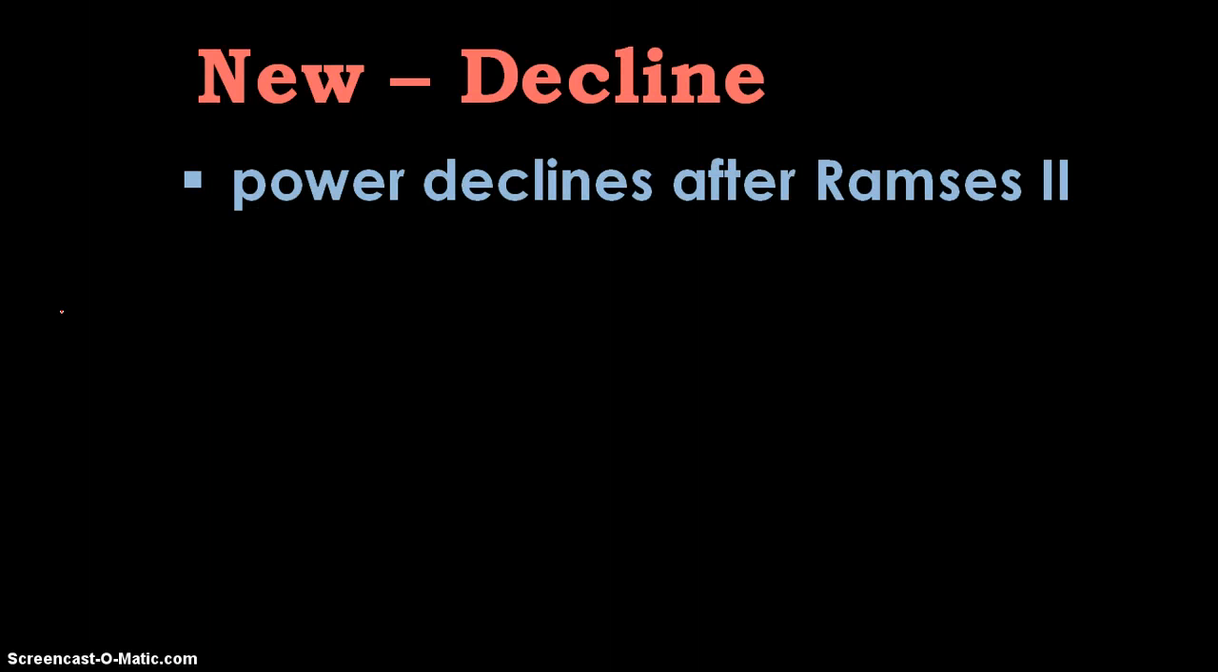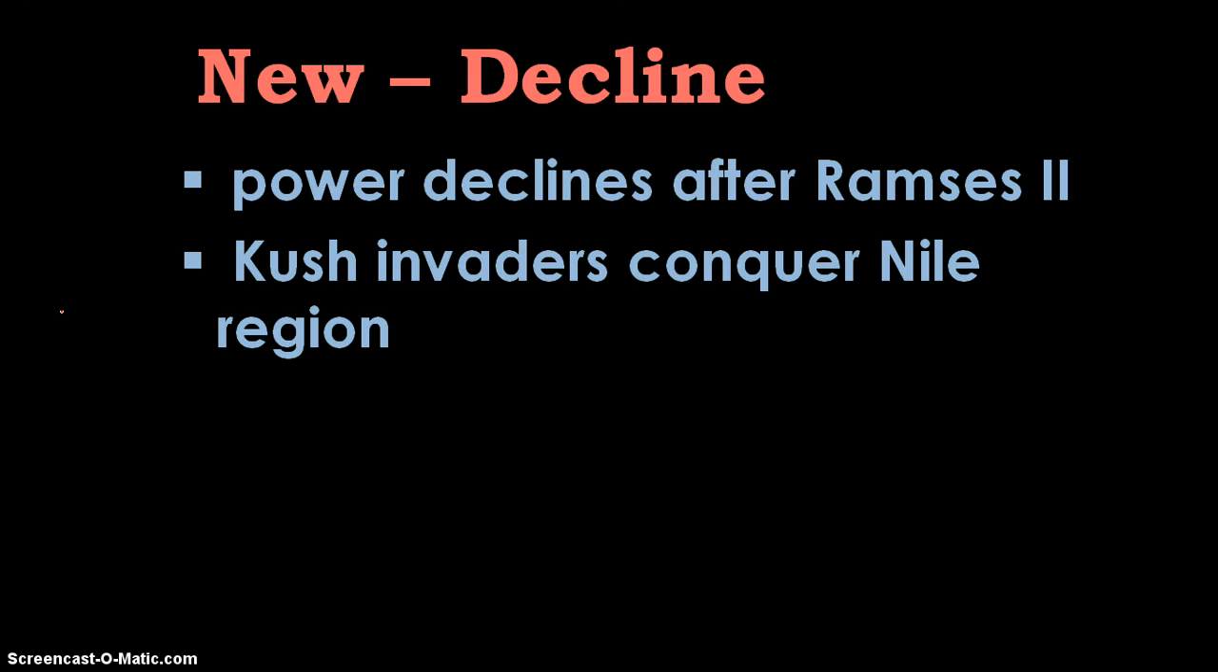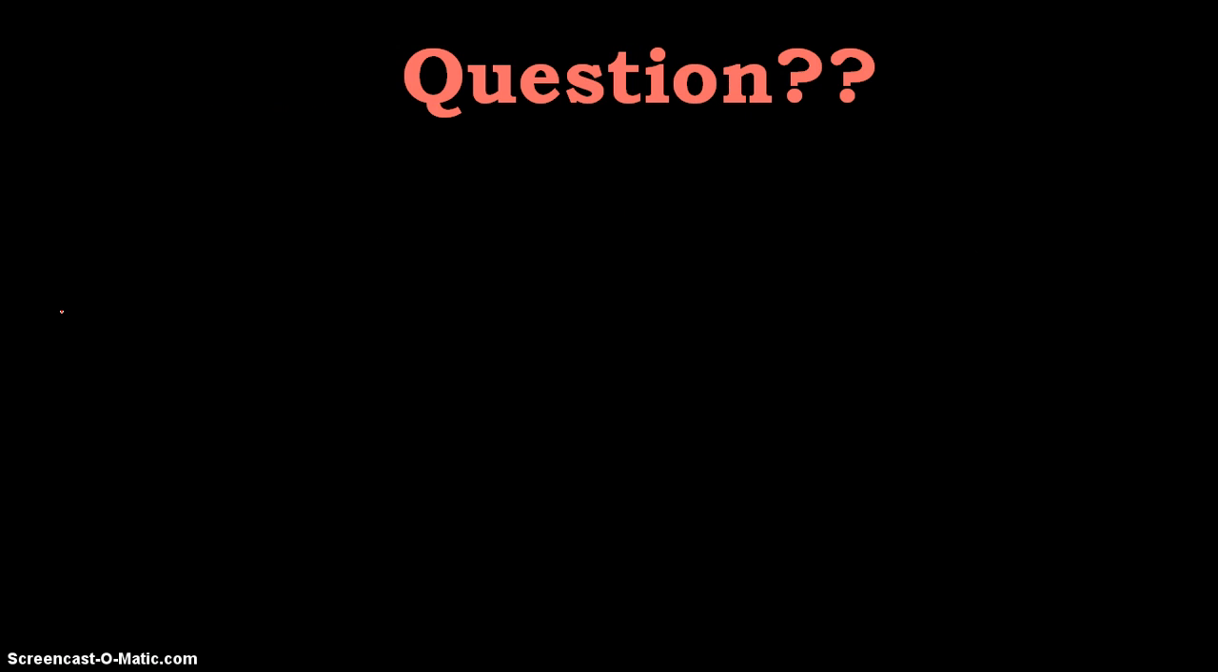But the New Kingdom also begins to decline. Power declines after Ramses II dies. Remember, he was a really powerful pharaoh. And it leaves the Egyptians very susceptible to invasion. So the Kush invaders conquer the Nile region. They're also from the south of Egypt.